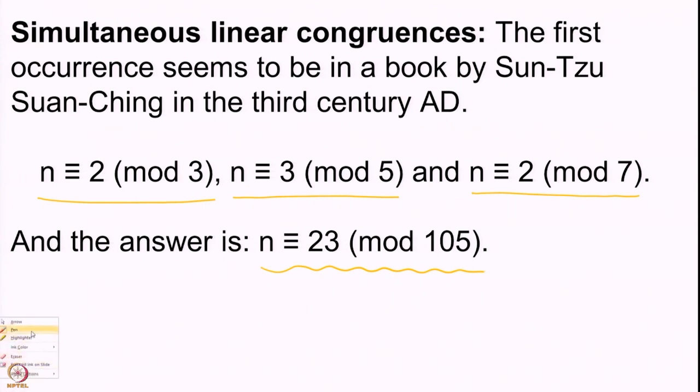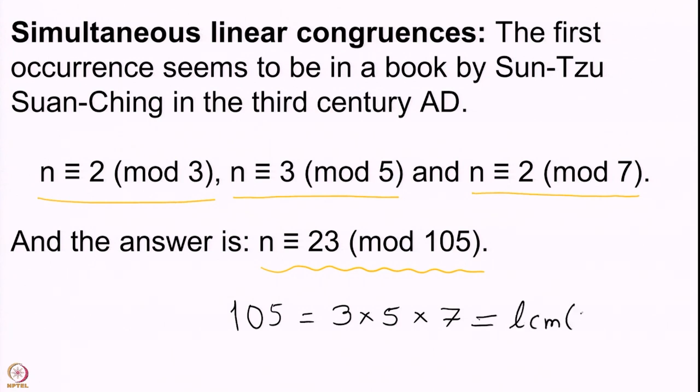We just observe here that the number 105 is obtained as the product of these 3 moduli: the modulus 3 into the modulus 5 into the modulus 7. In general, this is going to be replaced by what is called the LCM of these 3 numbers. At the moment, since these 3 numbers are pairwise coprime, their LCM is nothing but their product. But when we see the general theory, 2 or 3 lectures later, we will see that this product is going to be replaced by the LCM.